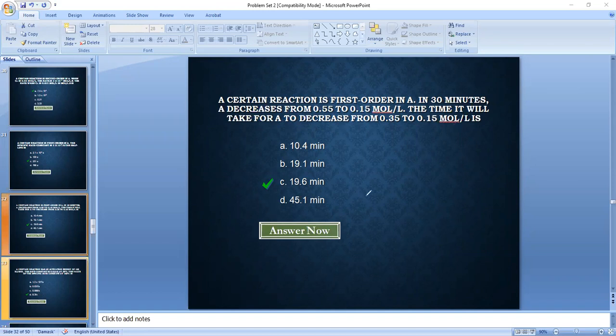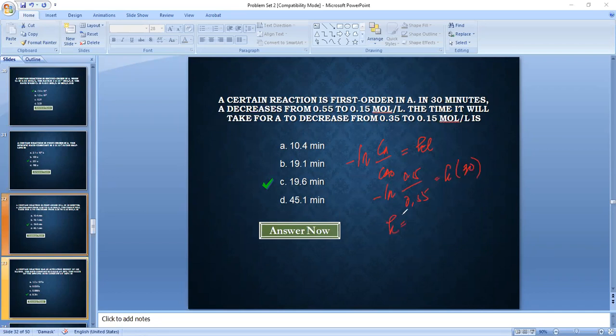You will have ln of Ca over Cao equal to Kt. You will determine the same thing as the previous one. You will determine the K. So negative ln of 0.15 over 0.55 is equal to K times 30 minutes. So you know the K.